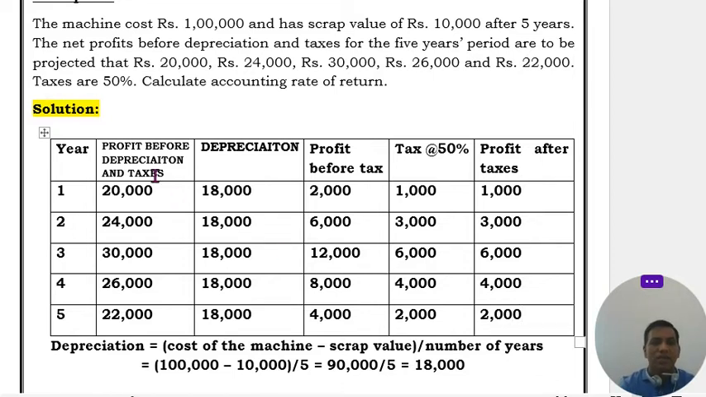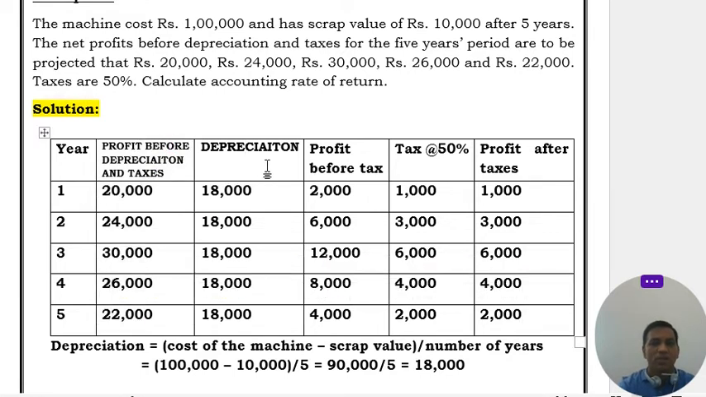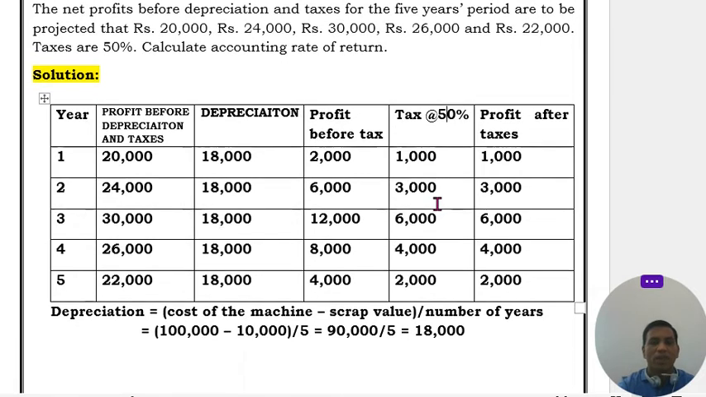So I'm explaining again. They gave in the question profit before depreciation and taxes. First we calculated depreciation. This is the formula. Profit before depreciation and taxes minus depreciation will give profit before tax. Profit before tax minus tax will give profit after tax. And tax is calculated at the rate of 50%. So now we have the cash flow, that is profit after taxes is available.